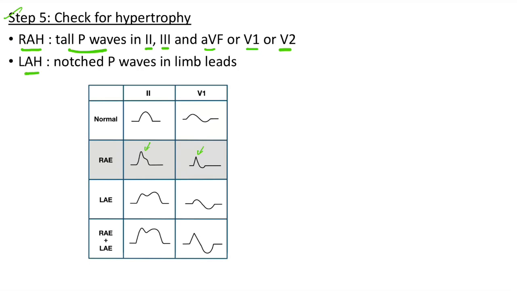In case of left atrial hypertrophy, there will be notched P waves in limb leads, as you can see in this picture.